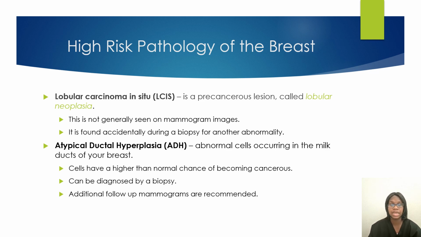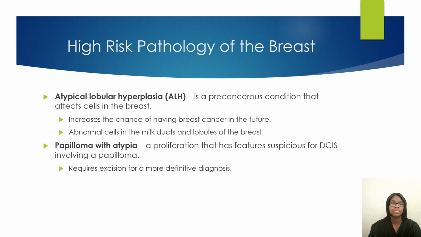Atypical ductal hyperplasia is abnormal cells occurring in the milk ducts of your breast. So cells do have a higher than normal chance of becoming cancerous. It can be diagnosed by a biopsy. The patient must follow up on their mammograms.